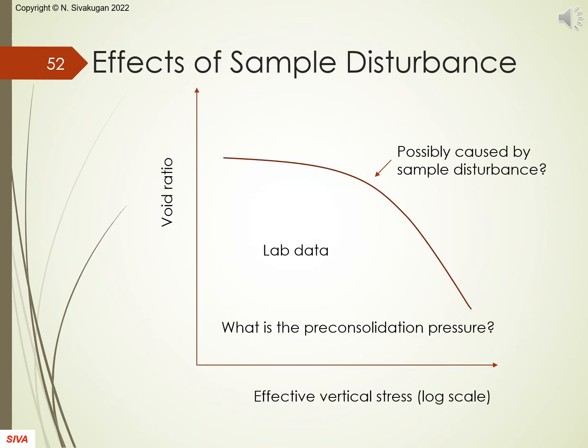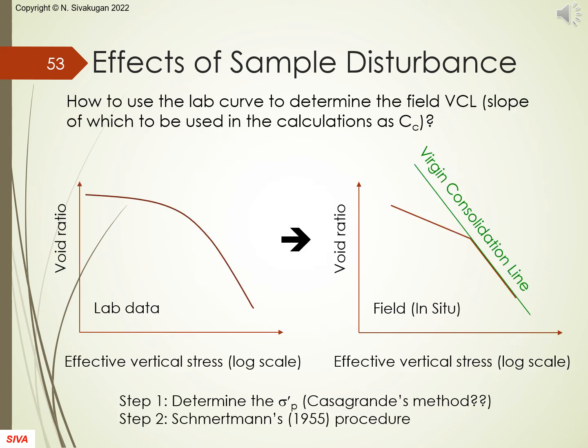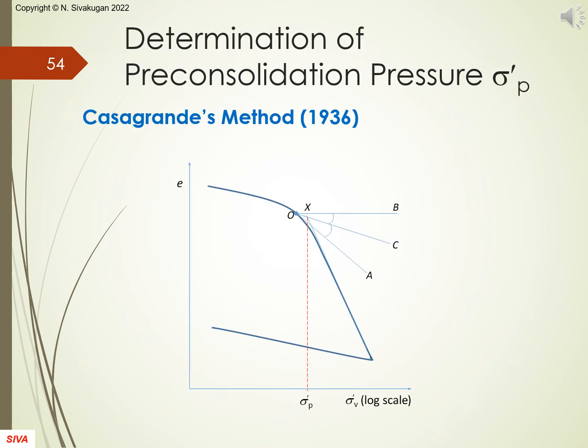Due to sample disturbance, the e versus log σv' plot from the lab may look like this, with no well-defined pre-consolidation pressure. How do we determine the pre-consolidation pressure from this? What we want to do here is to convert the laboratory curve to what we expect from the field if there was no disturbance. Let's do this in two parts. First is to determine the pre-consolidation pressure, and then to define the virgin consolidation line and the field e versus log σv' plot.